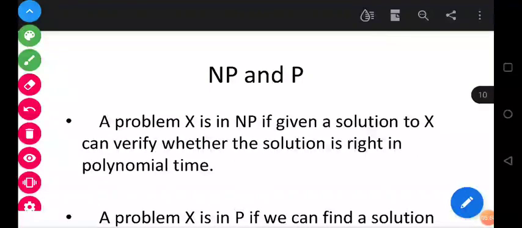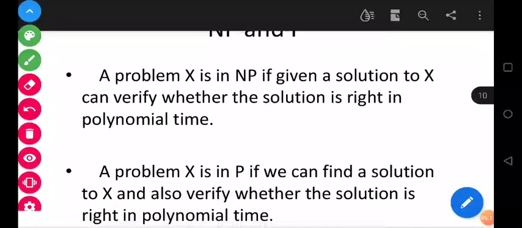Now, what is NP and P? A problem X is in NP if, given a solution to X, that is, if somebody gives us a solution to X, we can verify whether the solution is right in polynomial time. Like in the satisfiability case, if somebody gives me an answer, I can check whether the answer satisfies the formula by substituting the values in polynomial time. Hence, satisfiability is in NP.